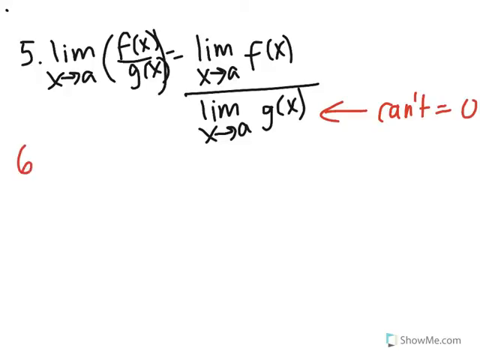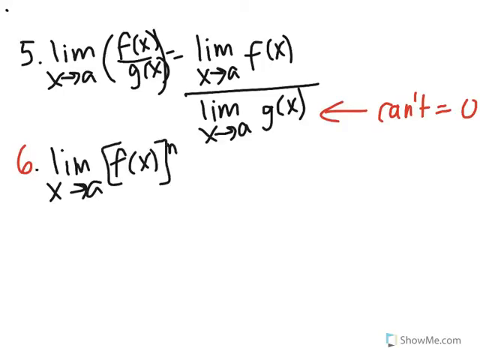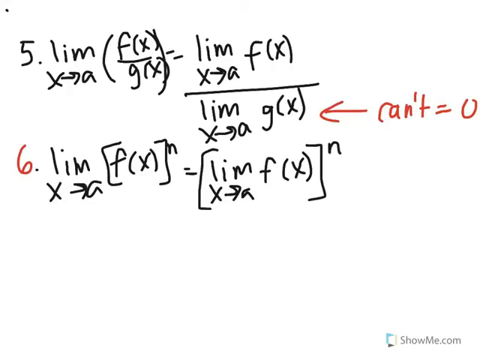Alright, so for number 6, I'll change it back to black. The limit of a power is the power of the limit. So I have the limit as x approaches a of f of x raised to the nth power. That is equal to the limit as x approaches a of f of x, raised to the nth power. So you find the limit, and then after you find the limit, you raise that number to that power. So the limit of a power is the power of the limit.